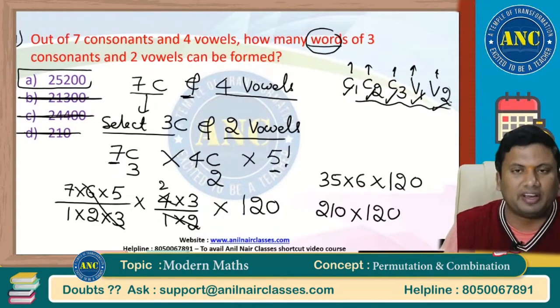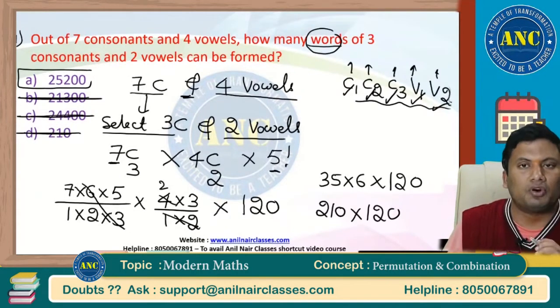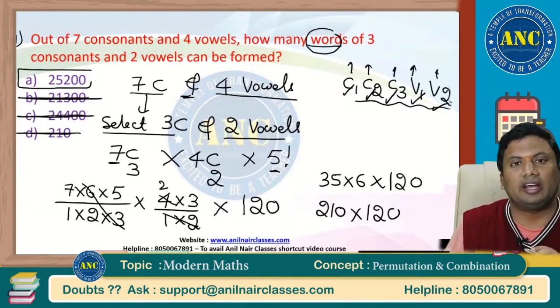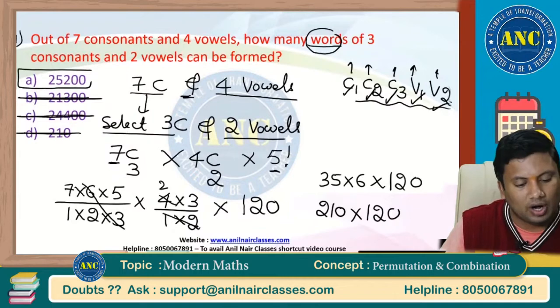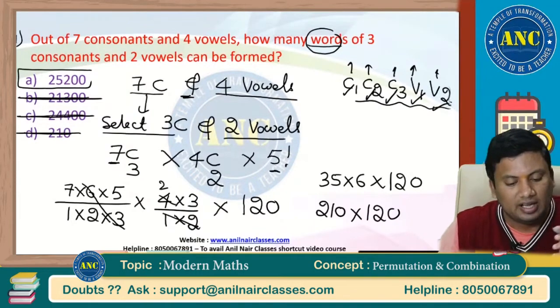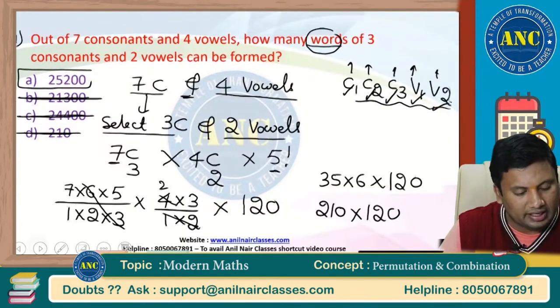Why? Because 5 factorial is 120. 4C2 is 6. 120 into 6 is 720. The value is exceeding 210. So option number D is eliminated. First question, I hope the idea is clear.